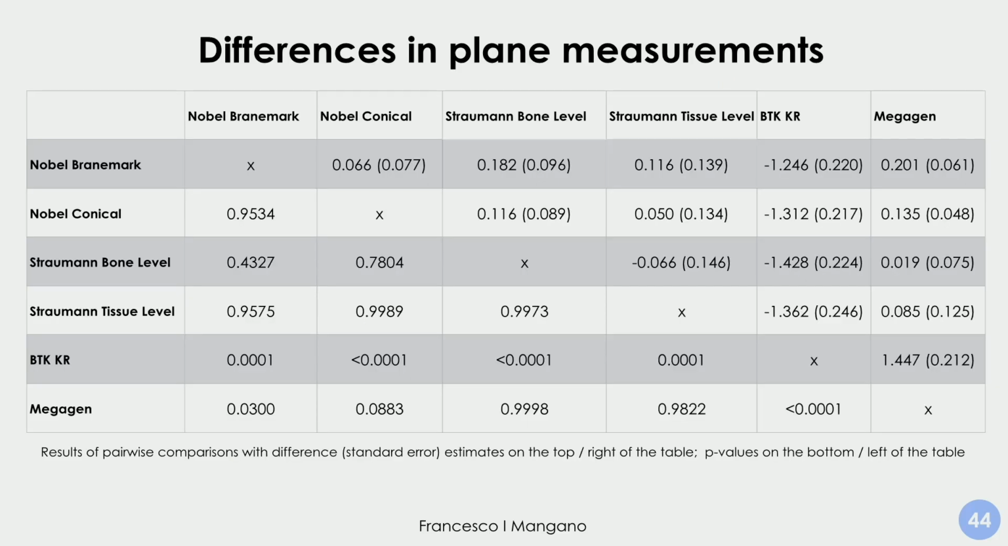With regard to differences in plane measurement, once again we have this table. On the top and right we see the differences between pairs of different types of scan bodies, and on the bottom and left of the table we see the p-values, highlighting the statistically significant differences between the different pairs of groups.